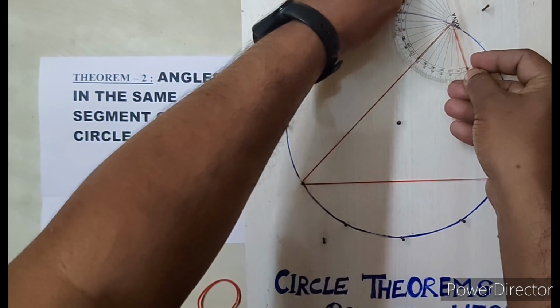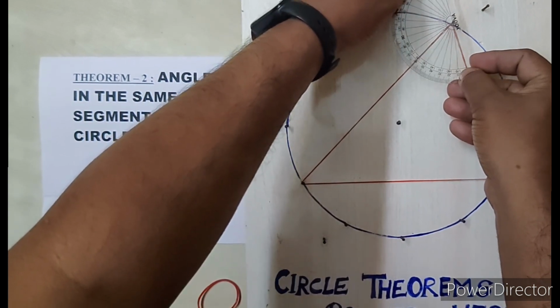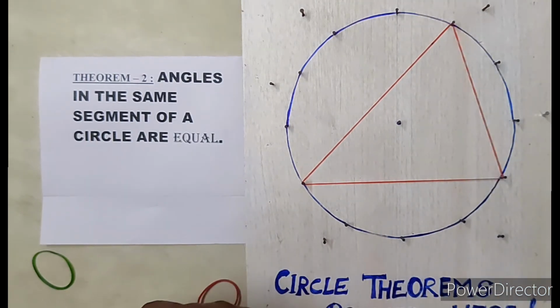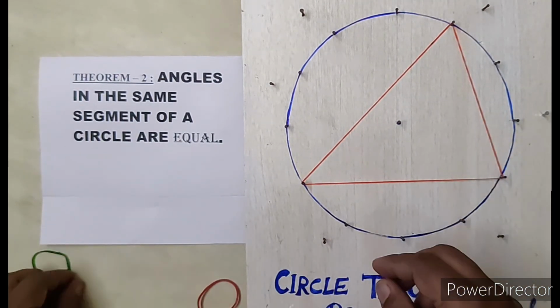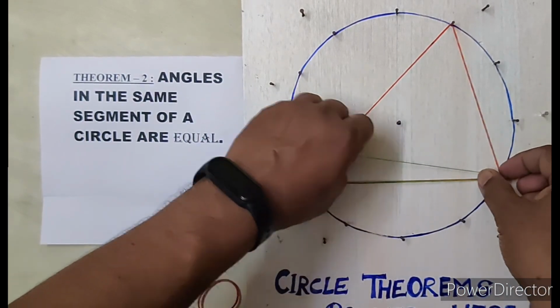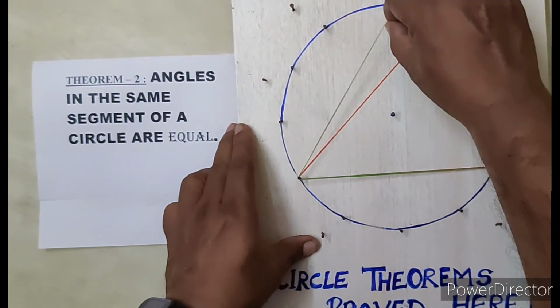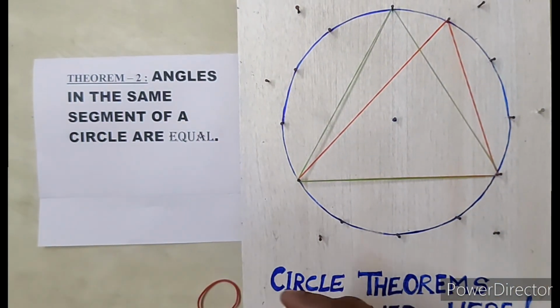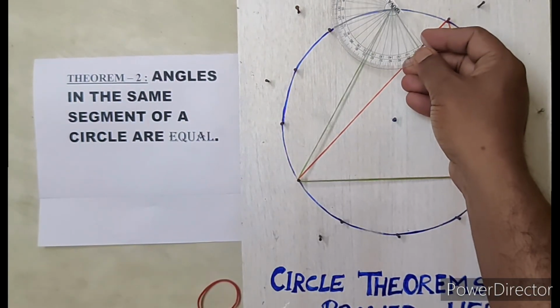So what I see here, it's coming close to 60 degree. Okay, it is coming close to 60 degree. Now I will just take another one, and again in the major segment I will make one more angle, and let us measure this and see what it is coming to.